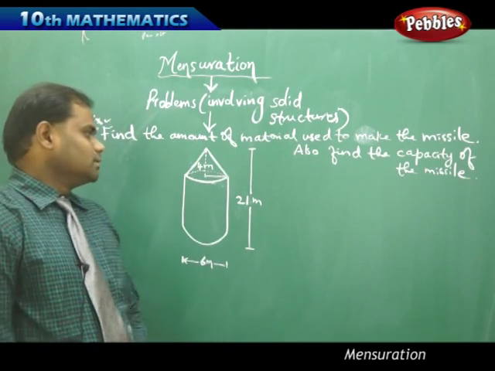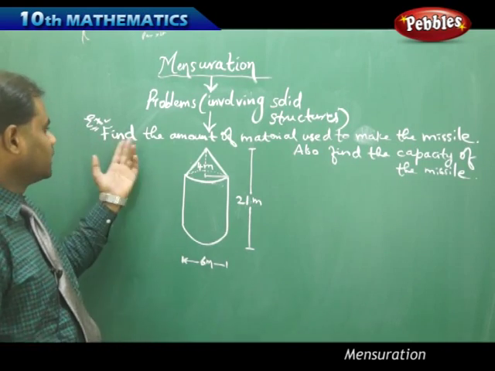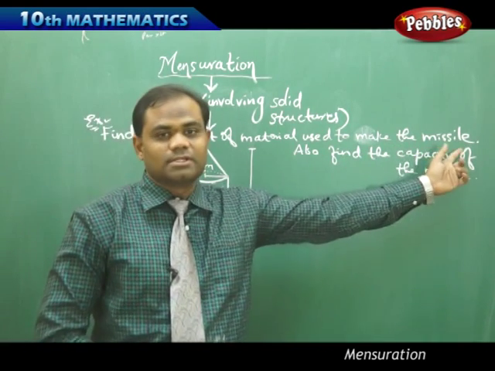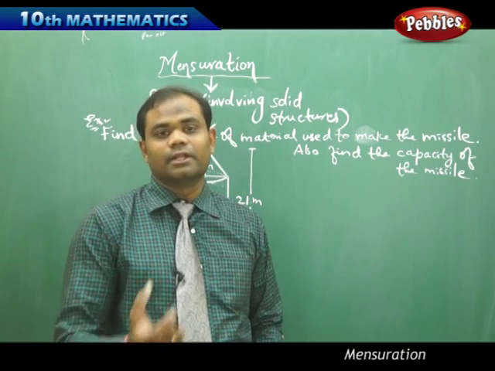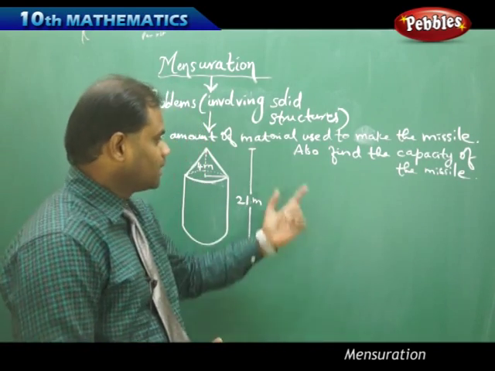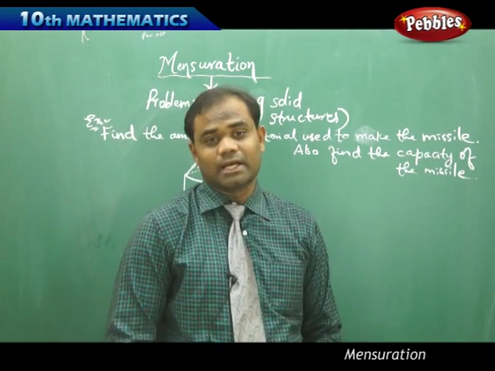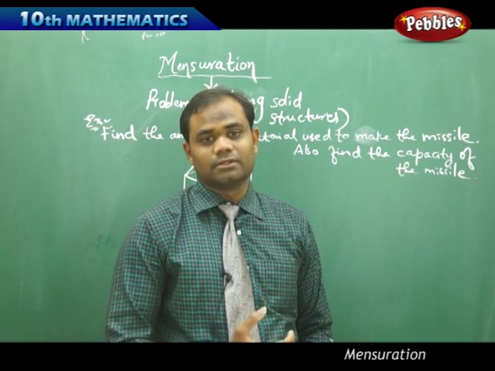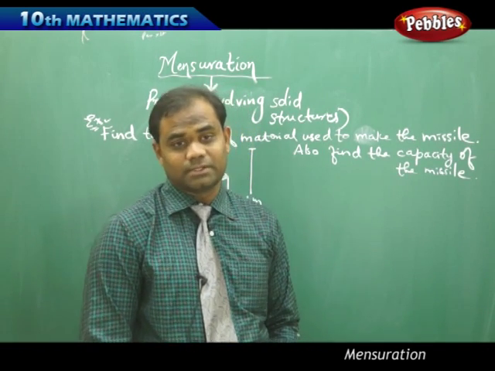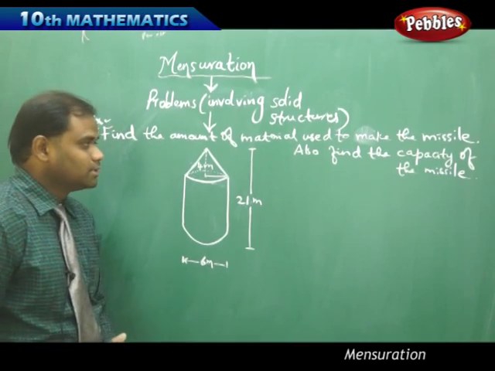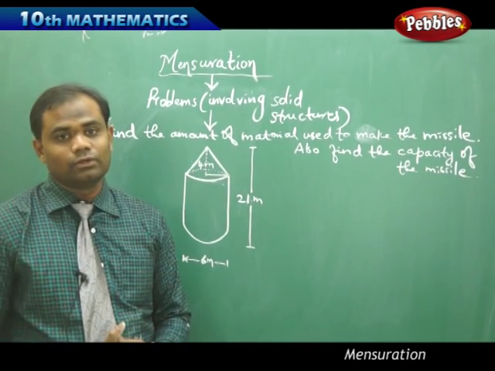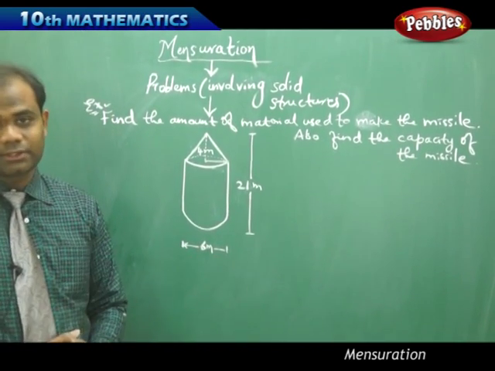Now here there are two different questions asked. Find the amount of material used to make the missile is a question related to areas, and find the capacity of the missile is a question related to finding the volume or the space. So the question here is about finding the area and volume of this solid structure.